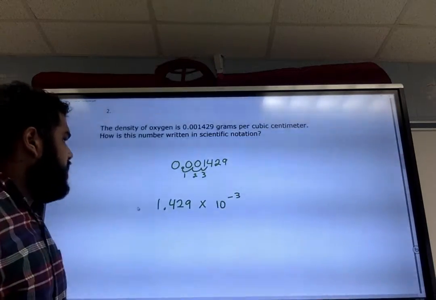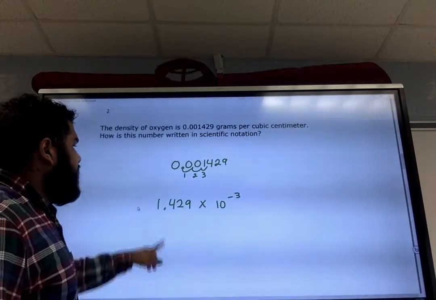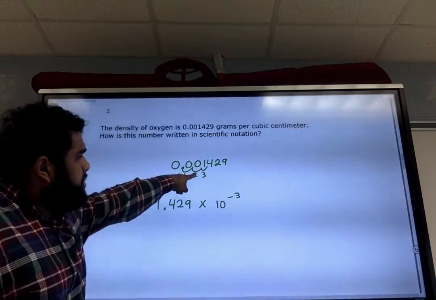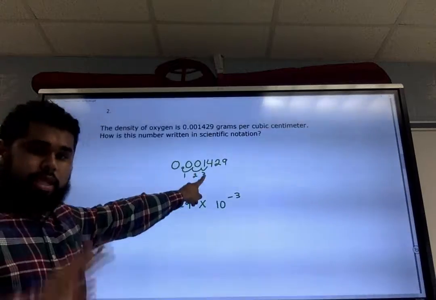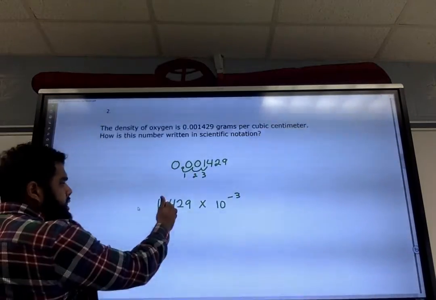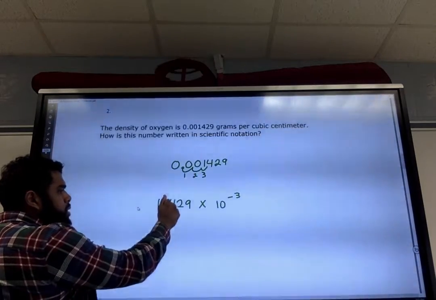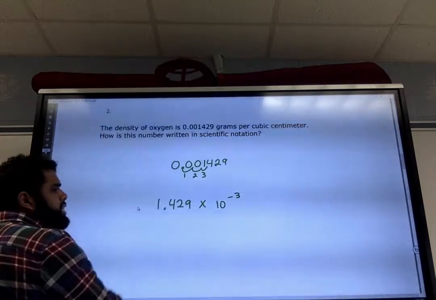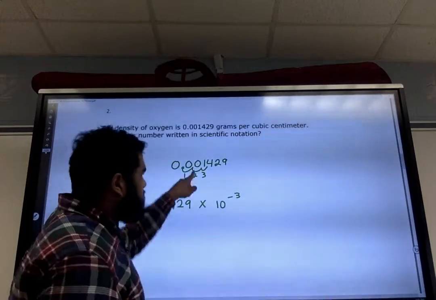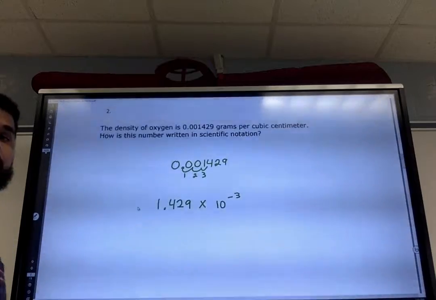What this is saying is that if you want to go from this number back to the original, before we did the scientific notation, you would take your decimal and you would move it 1, 2, 3 places to the left. And then you would get back to the number right here.